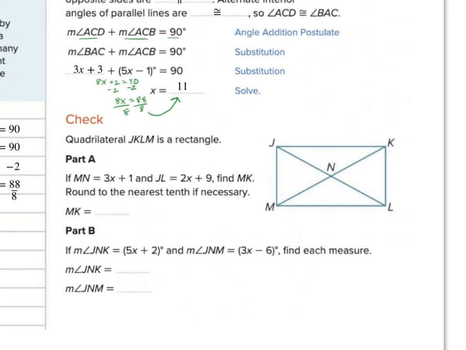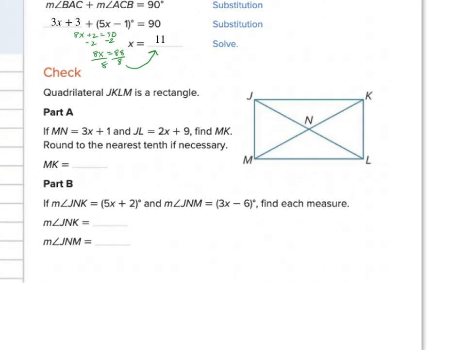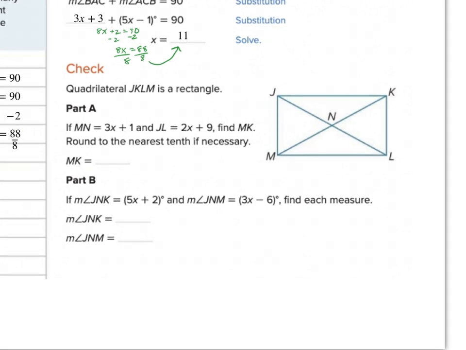Let's see, what else do we know here? A quadrilateral, JKLM, is a rectangle. Wonderful. So if it's a rectangle, I know that all of these lengths are congruent. Let's see here, I got 3x plus 1, and then JL, this entire length, right, is 2x plus 9. So they want me to find MK.